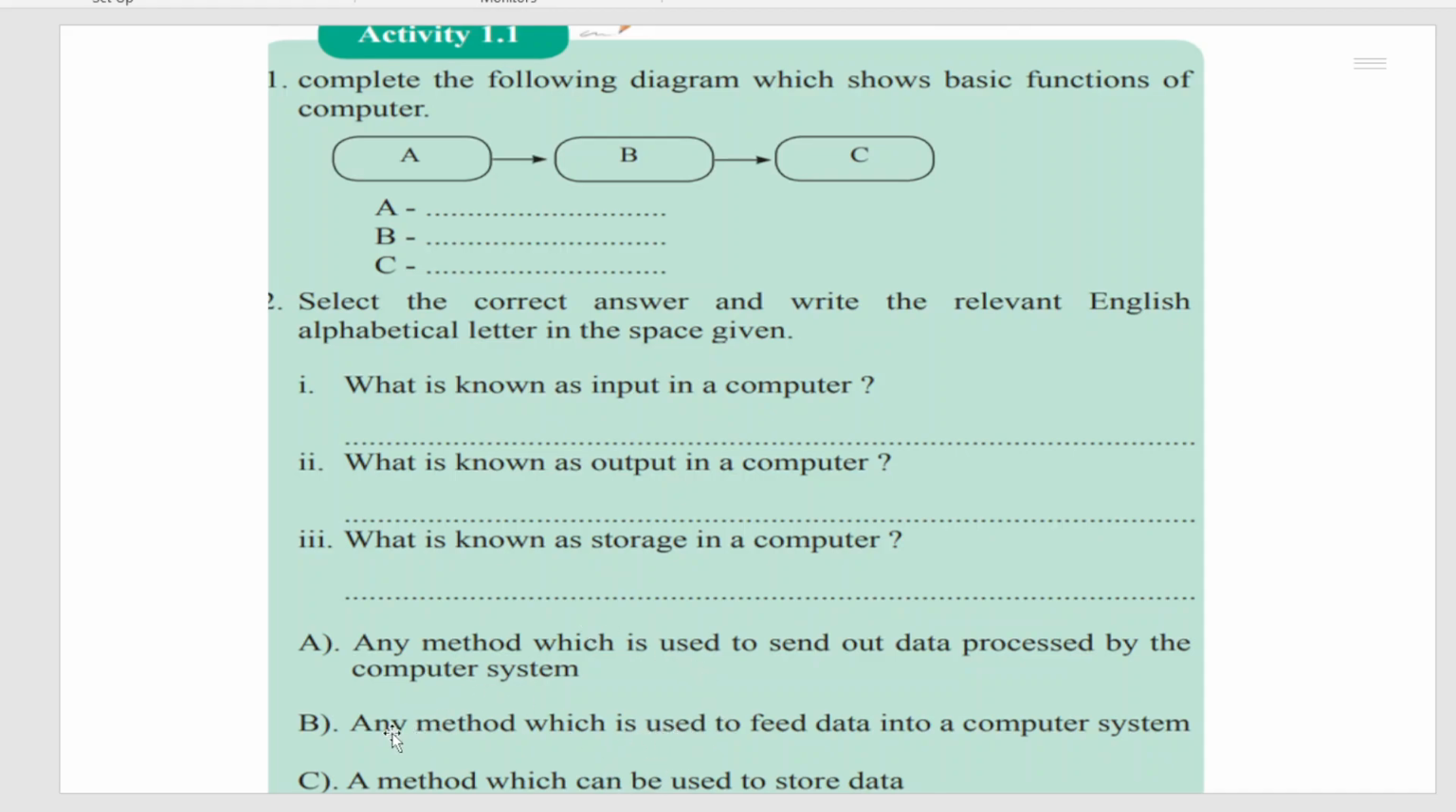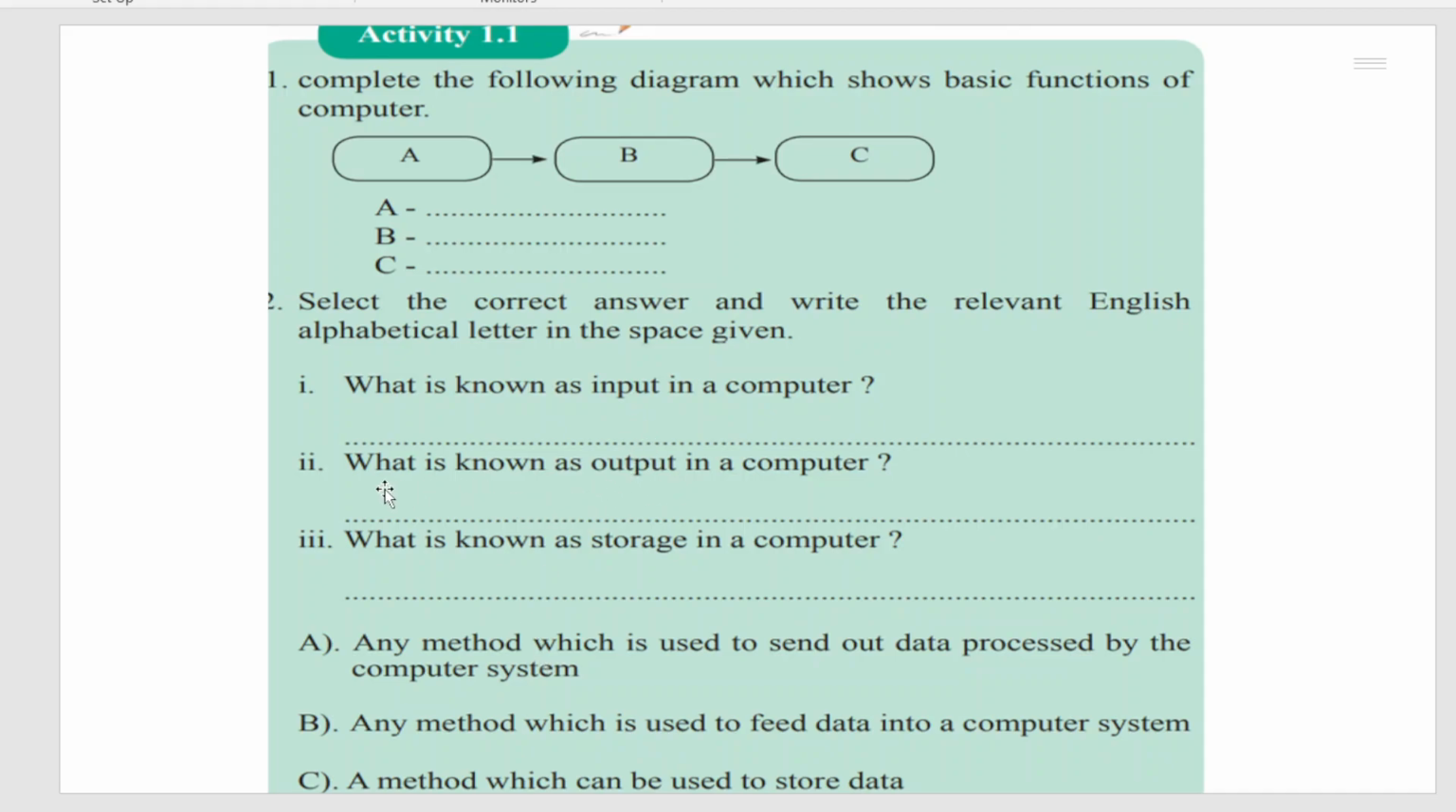Okay. In here can you see the B statement? Any method which is used to feed data into a computer system. To feed data into a computer system, that means input, no? So B is the answer for the first sub question.